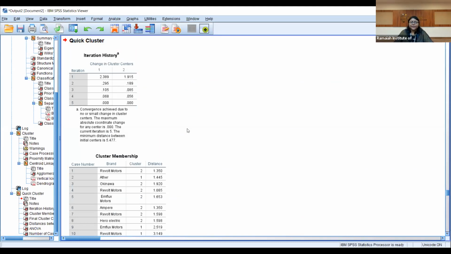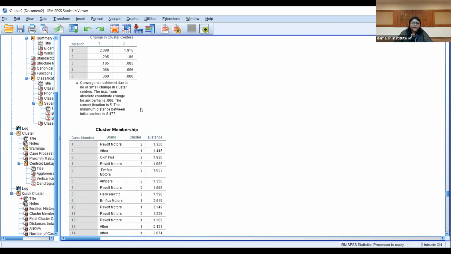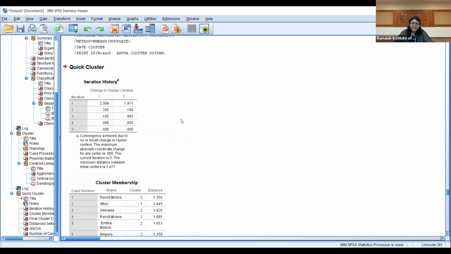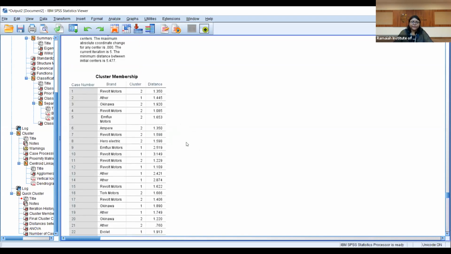Hope you see this. Now we are doing the non-hierarchical clustering. This is also known as quick clustering because the number of clusters that we have given is 2. You see there are 2 clusters here, and in this case there are a total of 5 iterations that have been done. In this iteration history, we don't have much to do.